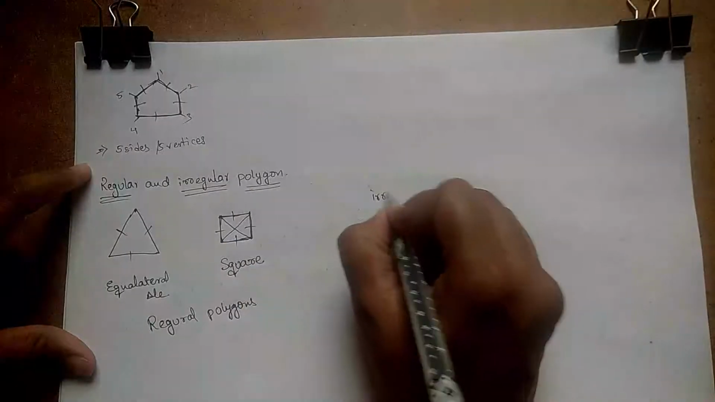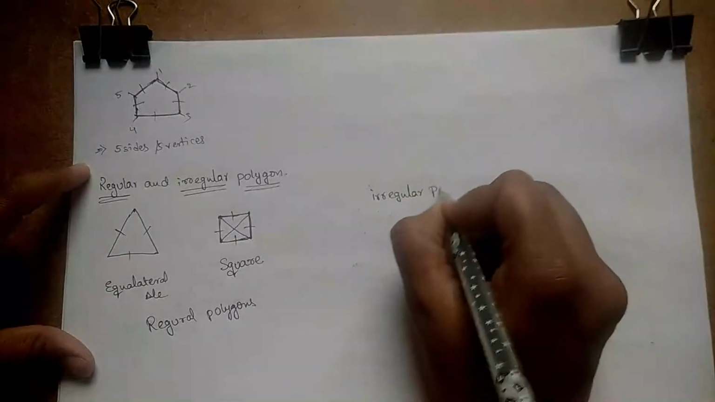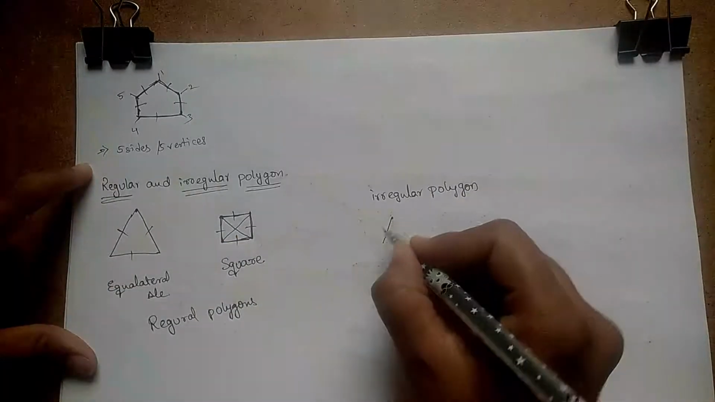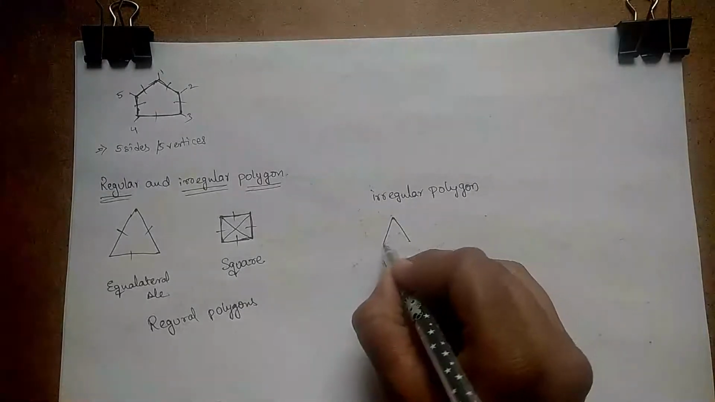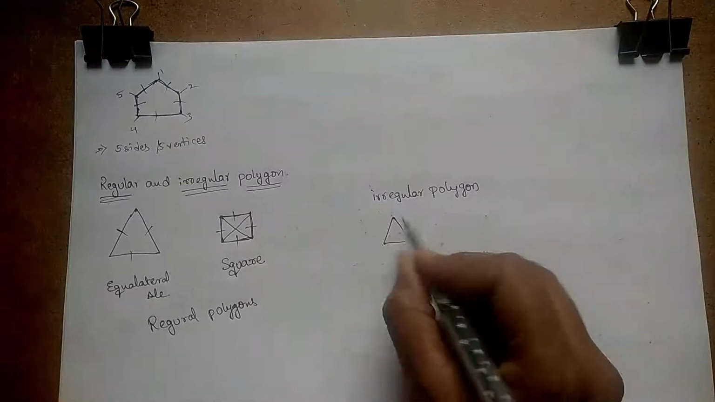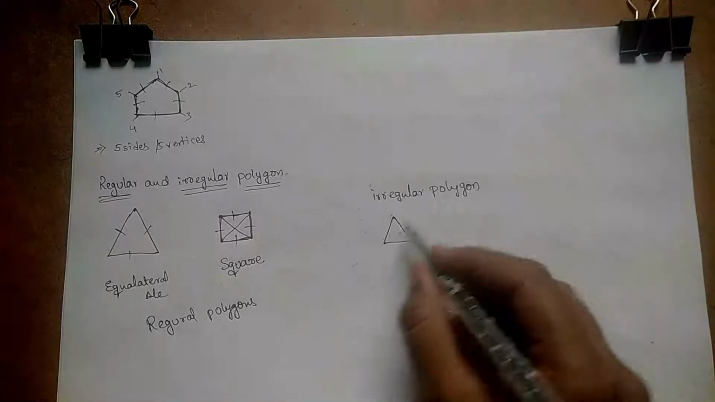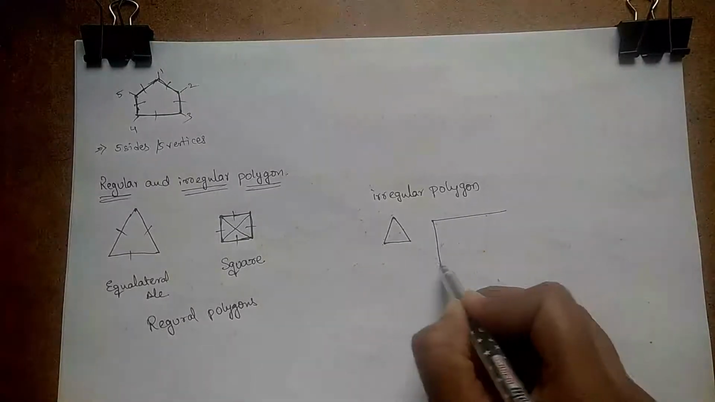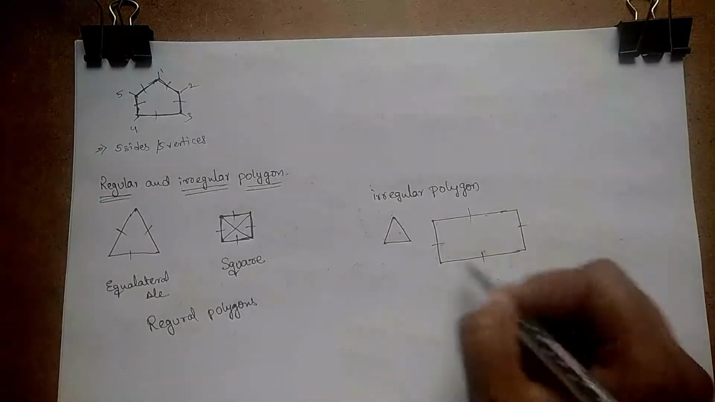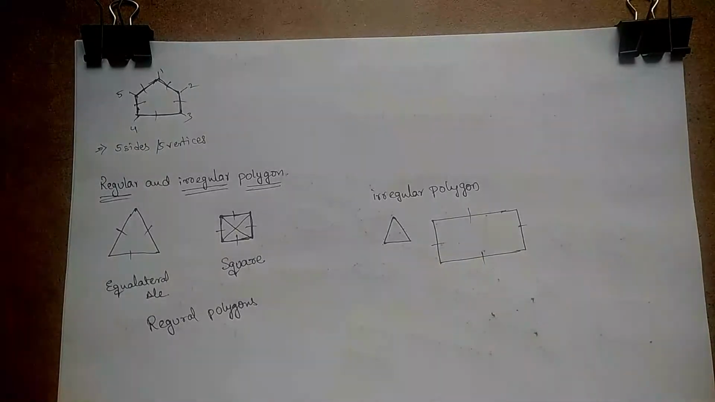But irregular polygons are those with no equal sides. If you take this triangle, which has a small side, these two sides are different, so it is an irregular polygon. If you take a rectangle, this is also an irregular polygon because the opposite sides are equal but all sides are not equal. That's why it is said to be an irregular polygon. If you observe all the shapes in our geometry, there are some regular polygons and irregular polygons.